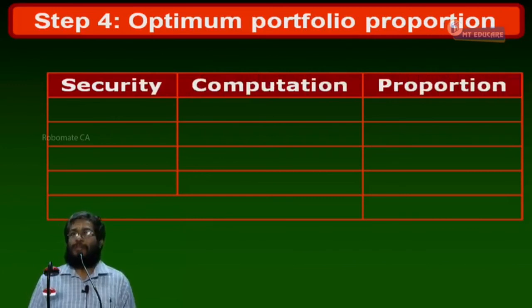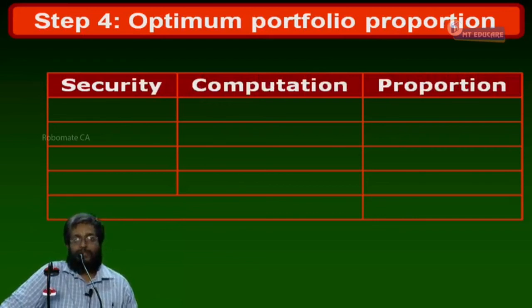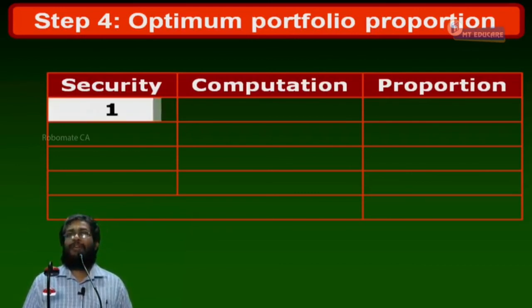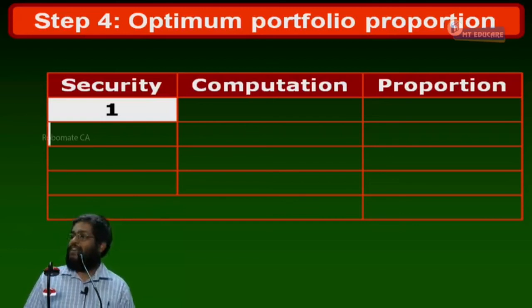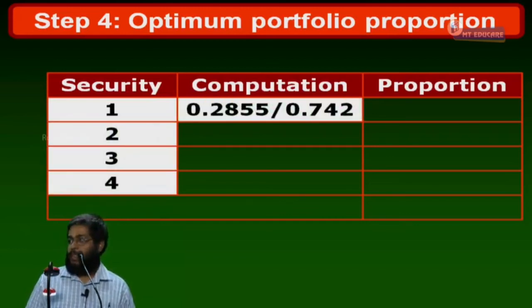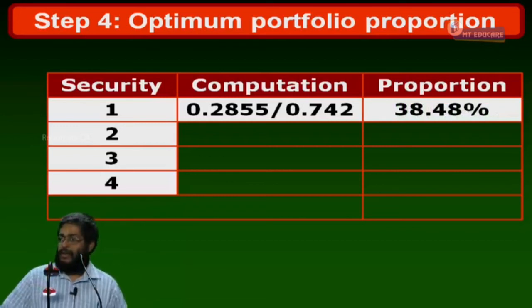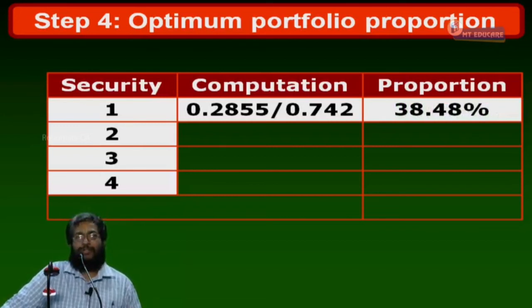Optimum portfolio proportion. Security, computation, proportion. Okay, security 1. What is Zj of security 1? Tell me how much it is. 0.2855 divided by 0.742. Tell me what is the proportion? 38.48%. Getting the number or not?